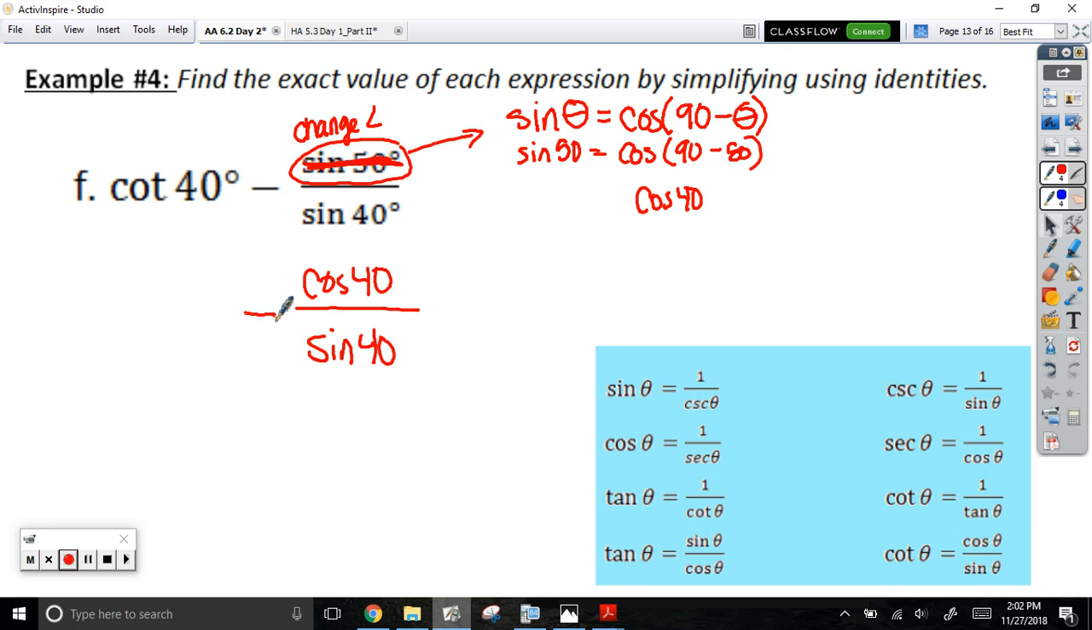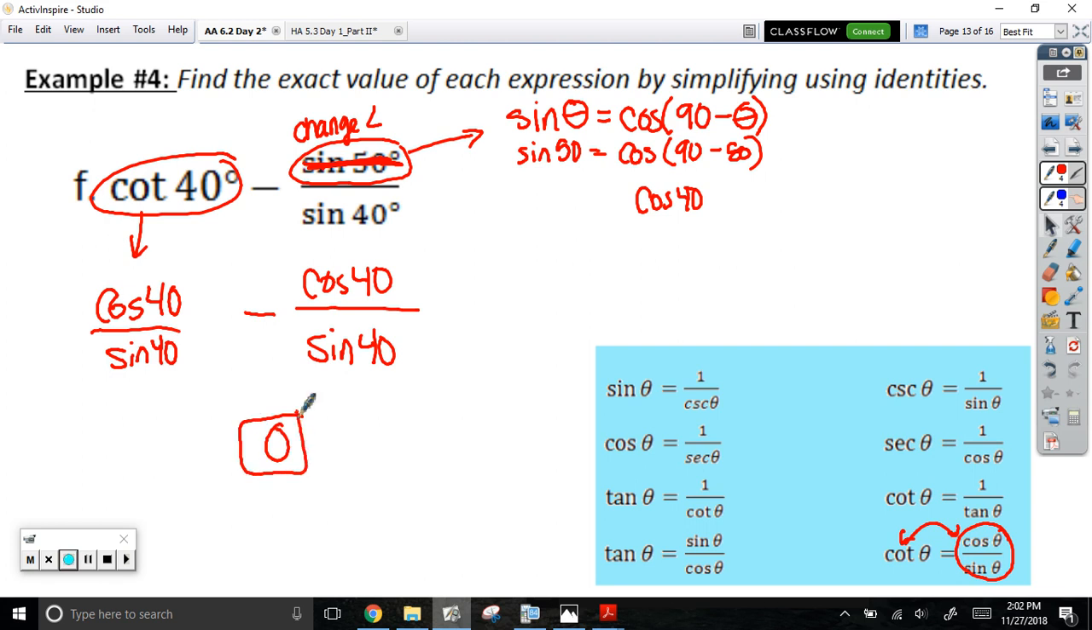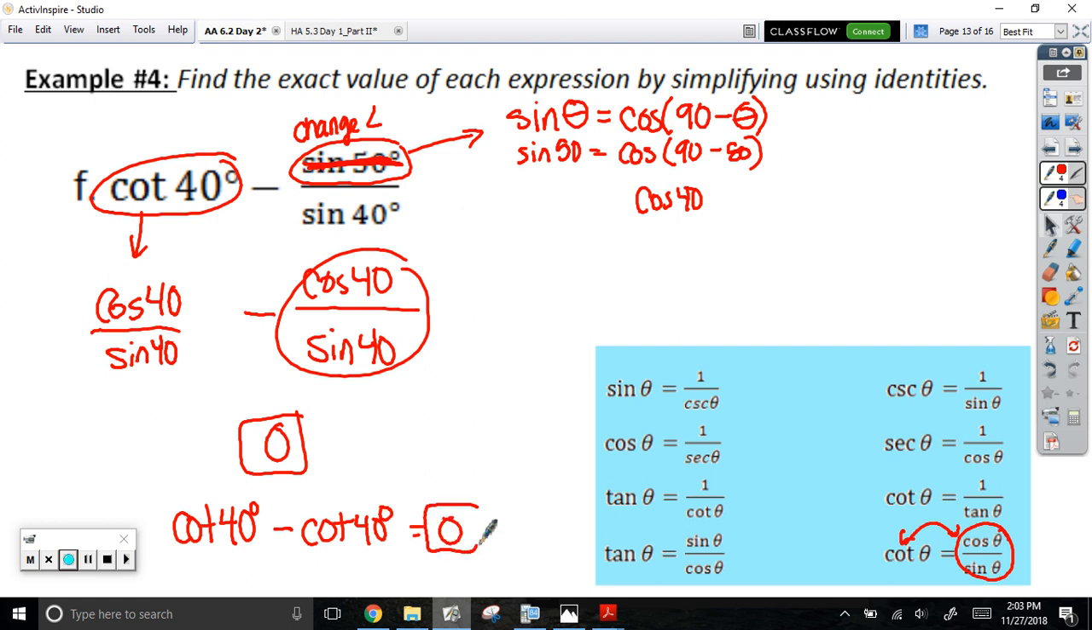Now, it's up to you whether you want to change cosine over sine. If you look at your formula sheet, cosine over sine is equal to cotangent. Or if you want to change cotangent into cosine over sine. Doesn't matter which one you choose. So we could rewrite this as cosine 40 over sine 40. And anything minus itself gets us 0. And the other way to do that would have been to leave the first one as cotangent 40, to change this to be cotangent 40, and subtract those, you would still get 0. Doesn't matter which one you do, but you have to have work to support your answer.